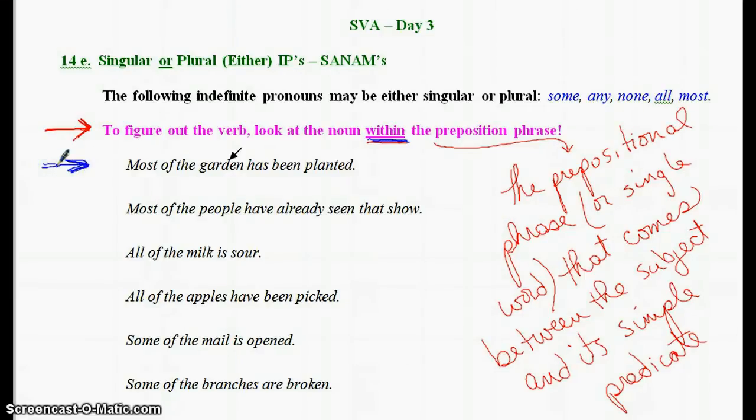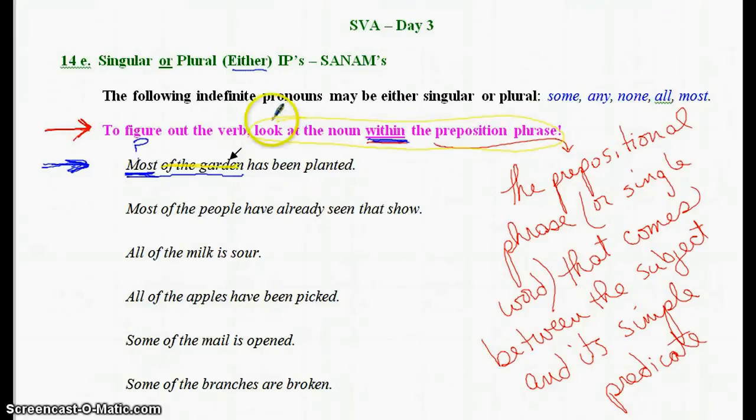When we look at the first example, we might recognize that the subject is most of the garden. We want to recognize that this is one of our SANAMs. We can't immediately say that this word, most, is singular or plural, because it's one of our SANAMs. It can go either way, and we're not sure yet. We do recognize that this is a prepositional phrase, of the garden. And normally we do still want to cross it off and ignore it, but this time we can't actually completely ignore it. We need to instead look at it.